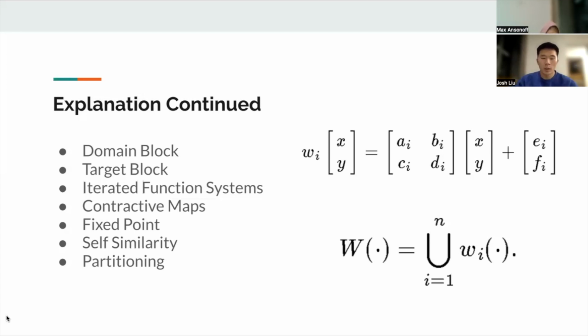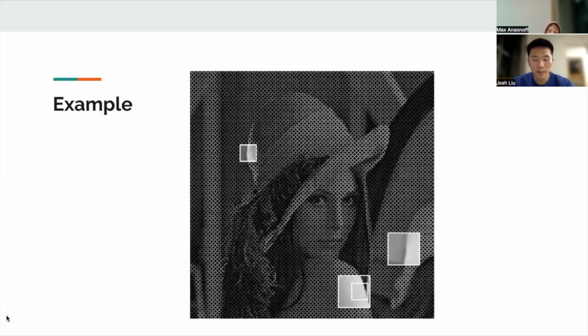And here are just some important keywords as well. The idea of self-similarity is that you can use repeated parts of the same image to recreate the actual image itself. The reason is that in more natural photos, you can see there's a lot of patterns. You see her hat, that part on the far right, and then her shoulder is all kind of similar, and you can just use transformations to fit the target block using the domain blocks.